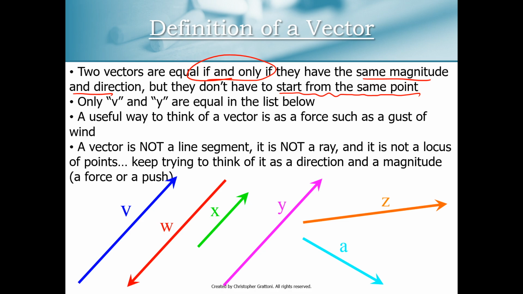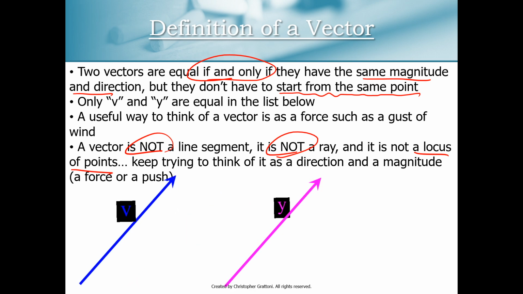Two vectors don't have to be at the same position in space to be equal to each other. They just need the same magnitude and direction. And this is kind of because a vector is not a line segment. For two line segments to be equal, we would want them to be in the same position in space as well, but a vector is not a line segment, it's not a ray, it's not a collection of points. Rather, we want to think of it in that physics sort of framework where we think of it as a force or a push in some particular direction with some particular magnitude behind it.